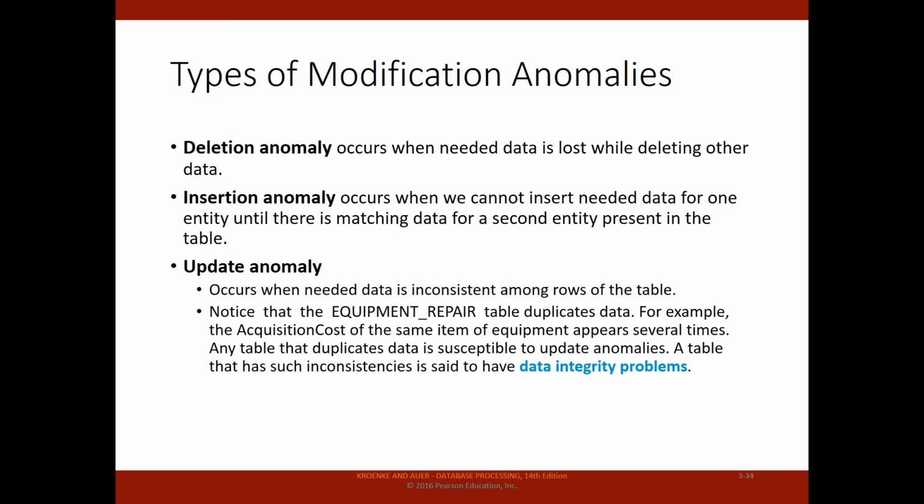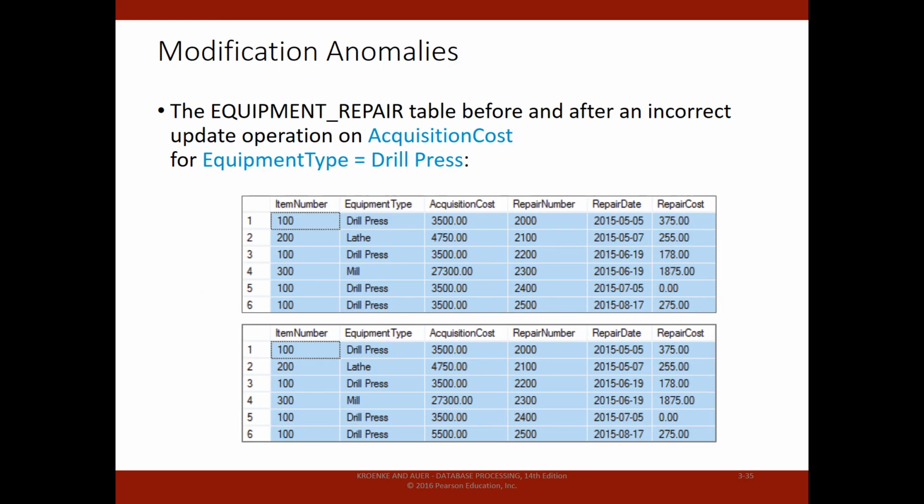Now, those are the anomalies, or what we call modification anomalies, that database design helps us with. We have deletion anomaly, insertion anomaly, and update anomaly. Let's think about what would happen with a deletion, starting with the deletion anomaly. Let's look at the top table, the second row, repair number 2100.